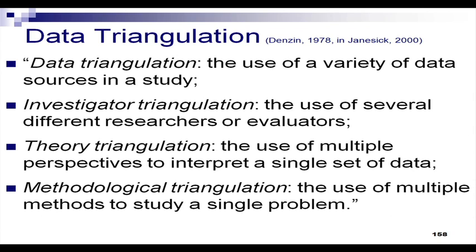Then data triangulation. Data triangulation is the use of a variety of data sources in a study. Data triangulation refers to different sources within the study. Then investigator triangulation, use of several different researchers or evaluators. So different people studying the same phenomenon from different aspects, that is called investigator triangulation. Theory triangulation is the use of multiple perspectives to interpret a single set of data, and methodological triangulation is the use of multiple methods to study a single problem.